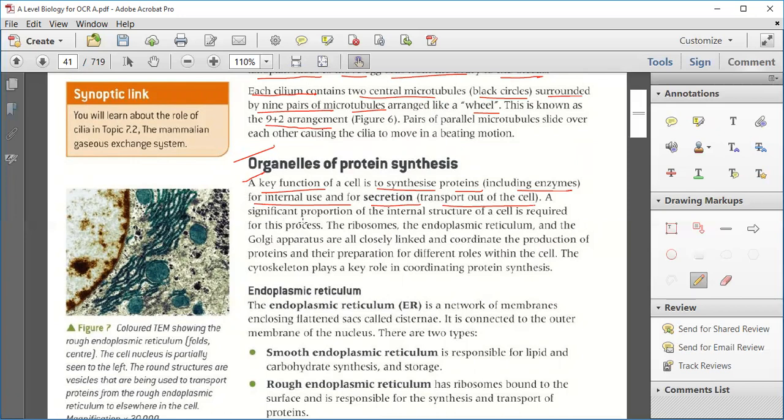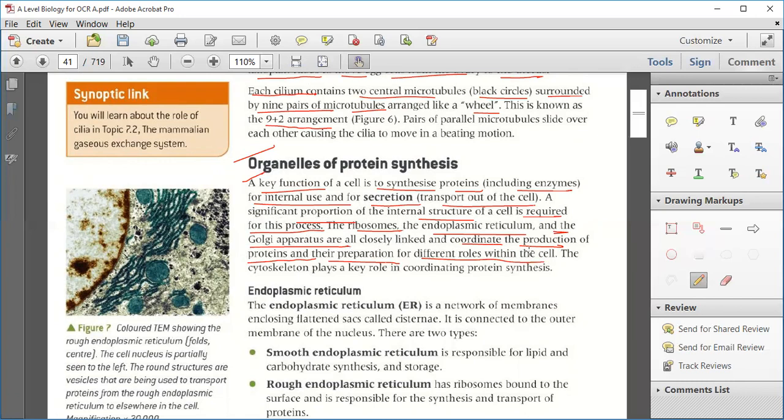A significant proportion of the internal structure of the cell is required for this process. The ribosomes, the endoplasmic reticulum, and the Golgi apparatus are closely linked and coordinate the production of proteins and their preparation for different roles within the cell.